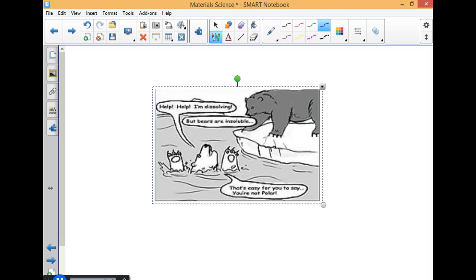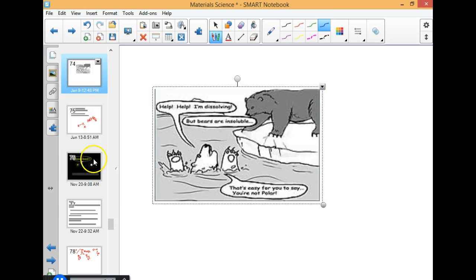Now that you know a little bit more about the chemistry context of polarity, does this comic make a little bit more sense? Help, I'm dissolving, but bears are insoluble. That's easy for you to say. You're not polar. Oh no, understanding the science teacher's sense of humor.